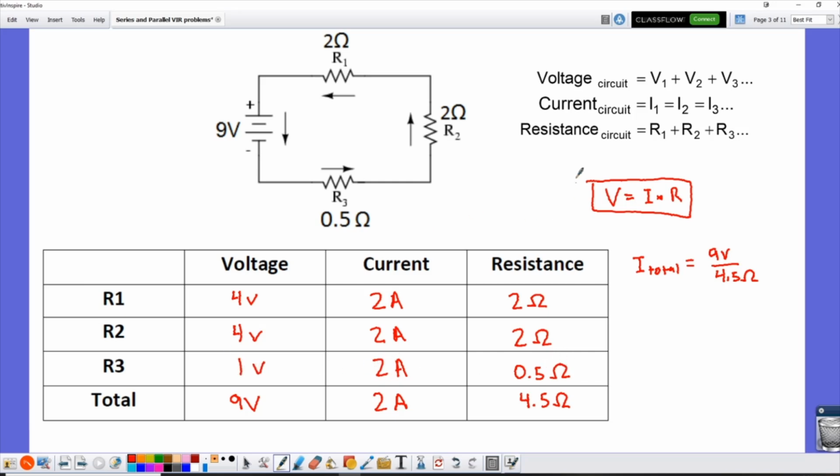And once again, we want to double check our work with this equation. The voltage total is equal to voltage 1 plus voltage 2 plus voltage 3. So if we add all of these up, 4 plus 4 plus 1, that does indeed equal 9. So we know we did this correctly.